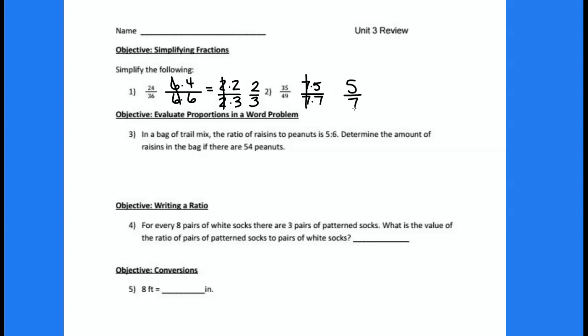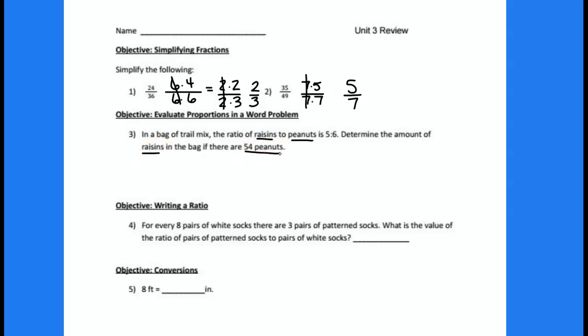ratios. So if you do not see your answer in a multiple choice question, you need to look for the simplified answer. Next objective, evaluate proportions in a word problem. In a bag of trail mix, the ratio of raisins to peanuts is 5:6. Determine the amount of raisins in the bag if there are 54 peanuts.